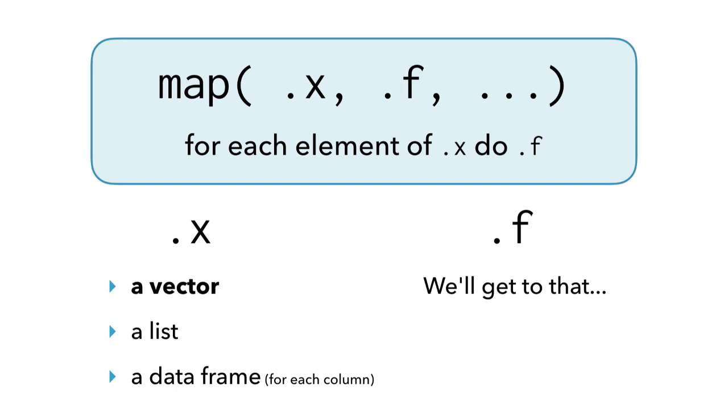Okay, so that's the first thing. That first argument is a vector. The .f we're going to get to. There's a lot of ways of specifying it. We're going to start with what I think is the easiest way, and then we'll talk about the other ways of specifying .f.